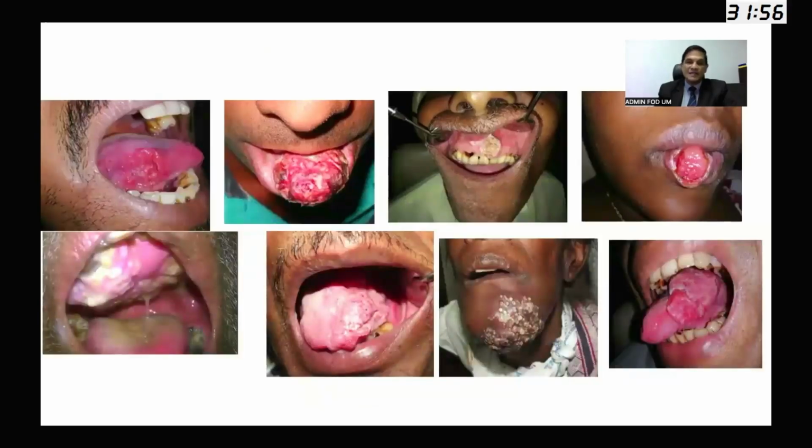Now, these are the patients that come to us at a very late stage. It's a known fact that, especially in our part of the world, 70% or more of our patients present at stage 3 or stage 4, where surgeons can't do much and the prognosis is not very good at all.